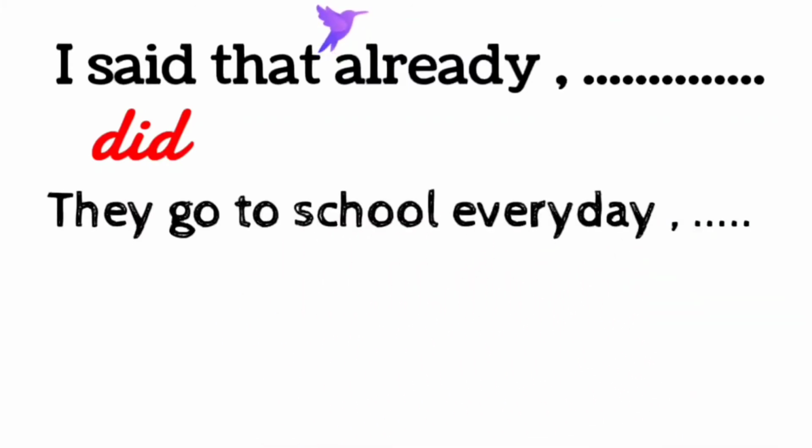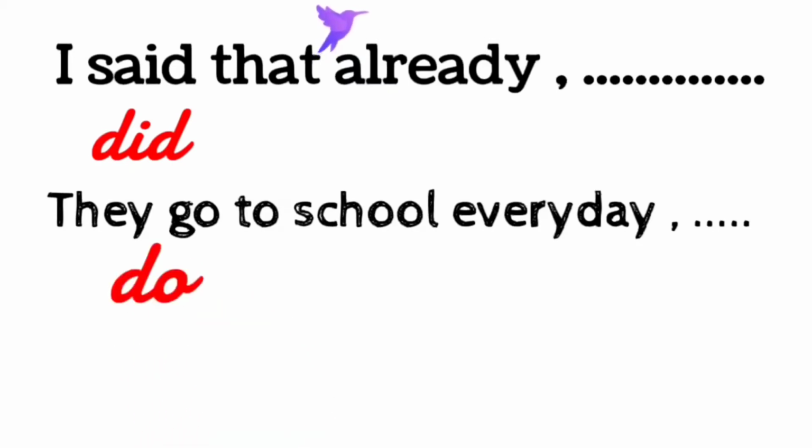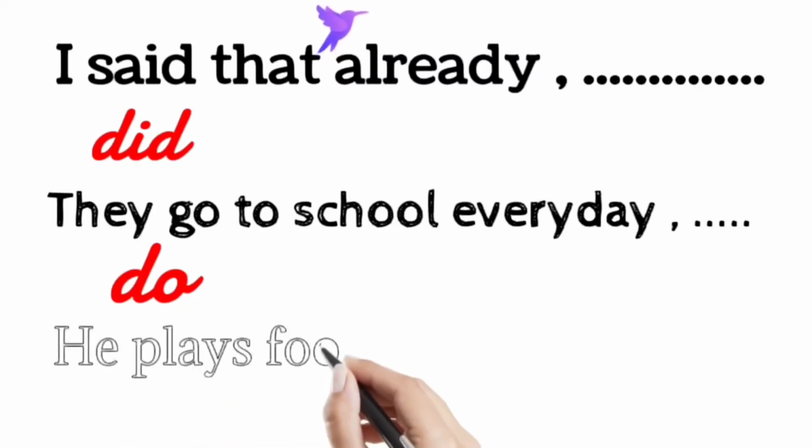Similarly, they go to school every day. Take the main verb go. It is in V1 form or simple present form. So by default the auxiliary verb will be do. In V1 form or simple present form, the auxiliary verb is do. So do plus not plus subject. Do not, don't. So the answer will be don't they.